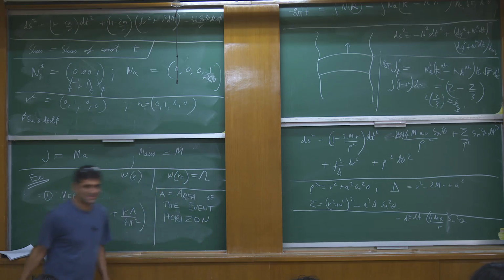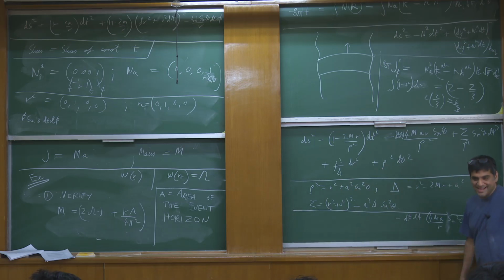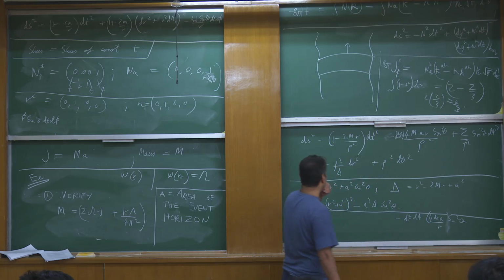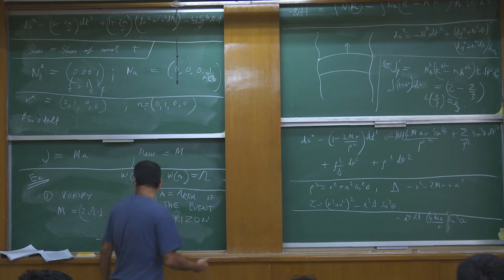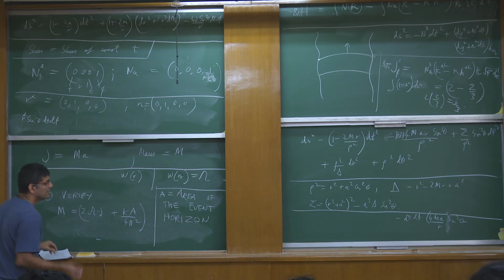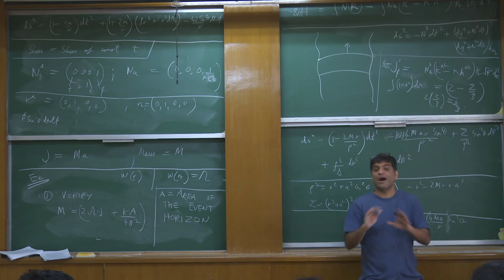Okay, now let us look at our form of the metric here. We're taking a constant time slice of the event horizon and we want to compute the area of that. The event horizon was at r equal to r plus. Delta was 0 at that point, and delta is just some function of r, no theta or anything else. So it's some fixed r.